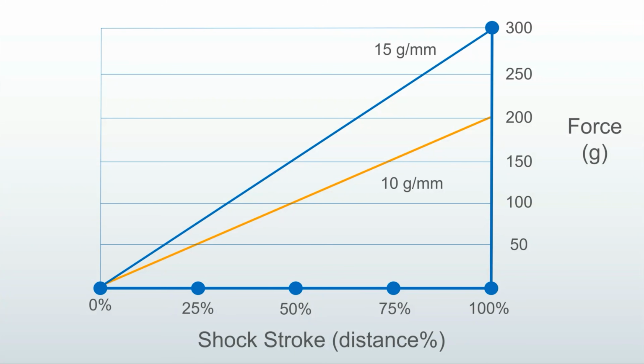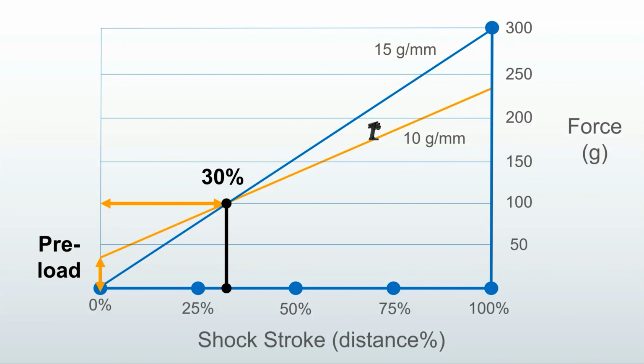You're going to switch to a softer spring, a lower spring rate, let's say 10 grams per millimeter in this case. Before you had a 15 gram per millimeter. The first thing you need to do is add preload to the softer spring so that your ride height is at that same 30%. You do this by measuring the ride height on your actual car and matching it between the two spring settings.